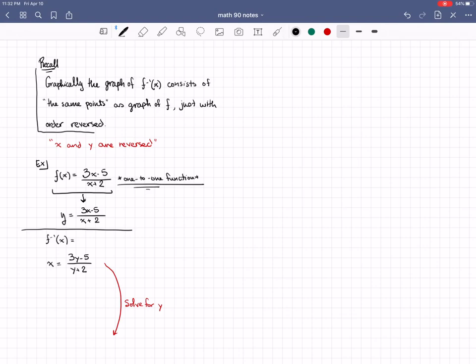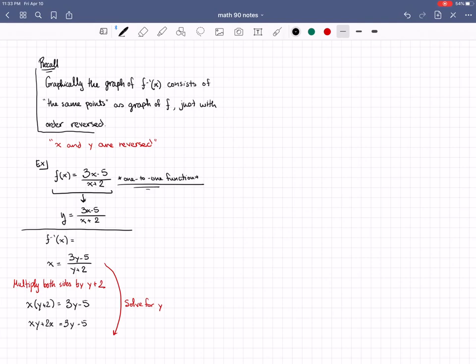My goal is to get y by itself on one side. So the first step is we're going to multiply both sides by y plus 2. I'm going to write that here. Of course, what that will do is eliminate the y plus 2 in the denominator on the right. And then on the left, we'll have to distribute. So we have x times y plus 2 is equal to 3y minus 5. Distributing on the left, we have xy plus 2x is equal to 3y minus 5.